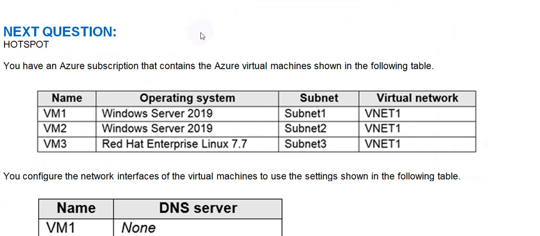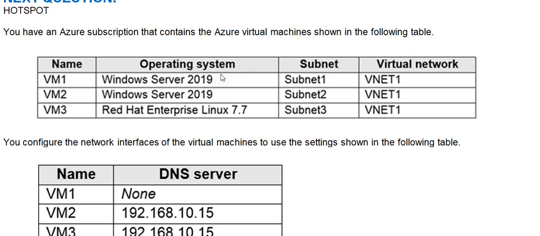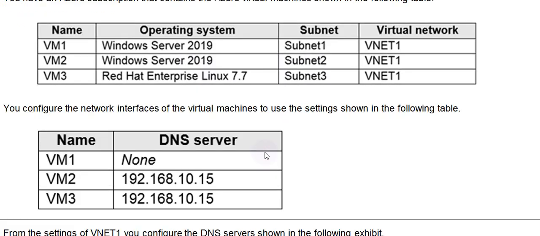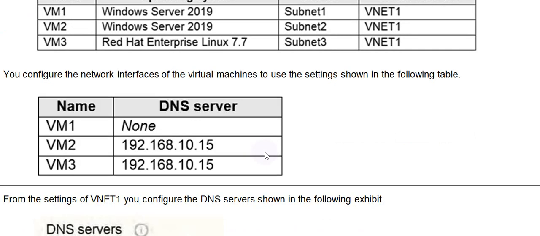Moving to our next question. You have an Azure subscription that contains the virtual machines shown in the following table. Name, operating system, subnet, and virtual network. You configure the network interfaces of the virtual machines to use the settings shown in the following table. Table for name and DNS server.